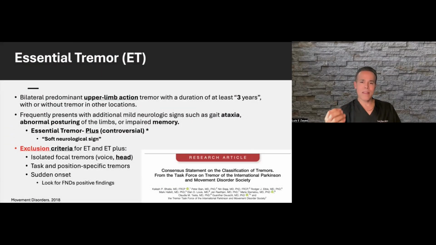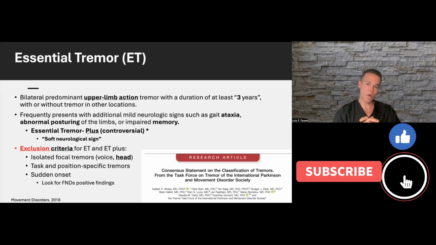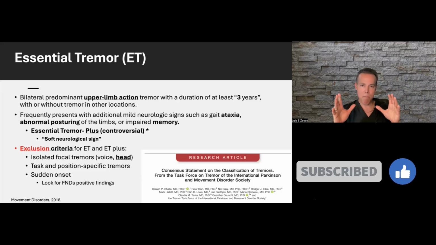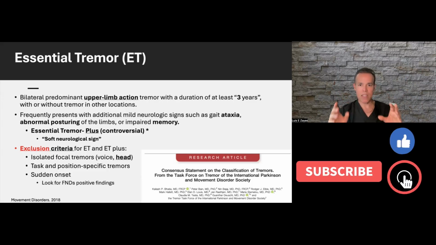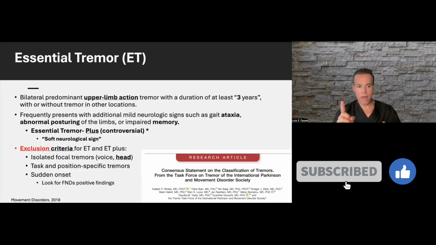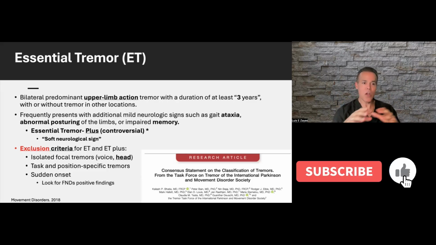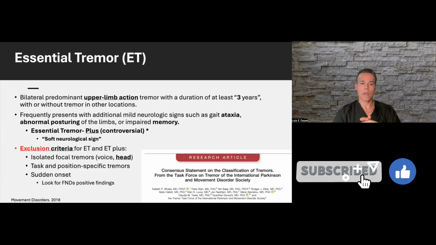Now let's talk about the criteria for essential tremor, exclusion and inclusion criteria. The most important one is that you need to have hand tremors, bilateral hand tremors. Although 5% of the patients initially might have just a unilateral hand tremor, by definition it is a bilateral action tremor for at least 3 years, with or without tremors in other locations.